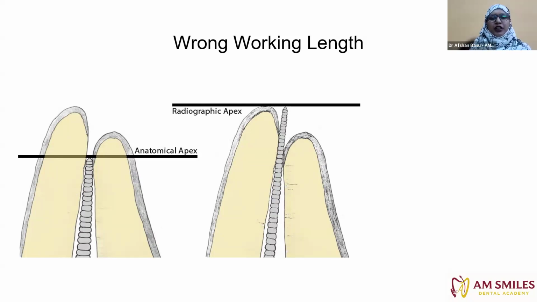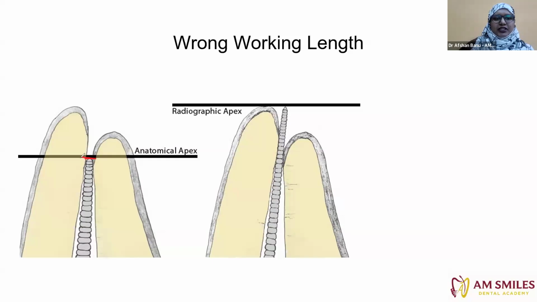So starting with the working length. A wrong working length happens when you depend only on your radiograph, only on your RVG. Sometimes you tend to make this mistake. When you take an X-ray, what is visible in your X-ray as the apex is the radiographic apex. Okay. So now coming to the actual analysis. You need to stop your BMP at this area, at the minor constriction.